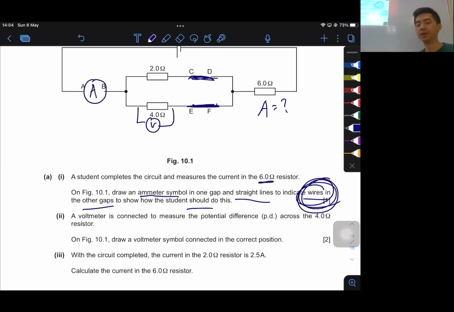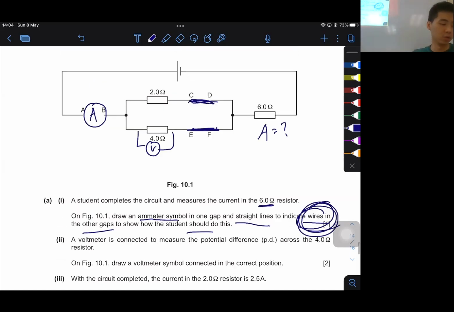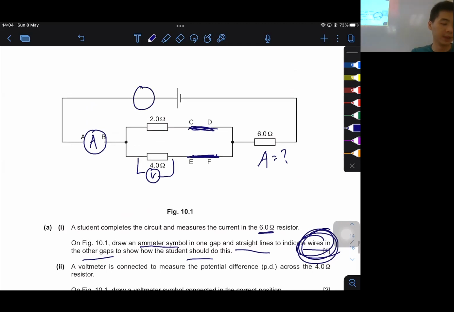The resistance is too high, guys. Imagine if I connect a voltmeter here. The resistance of a voltmeter will be so high that all the voltage will be dropped across it. So there will be 0 voltage here, and 0 voltage here.